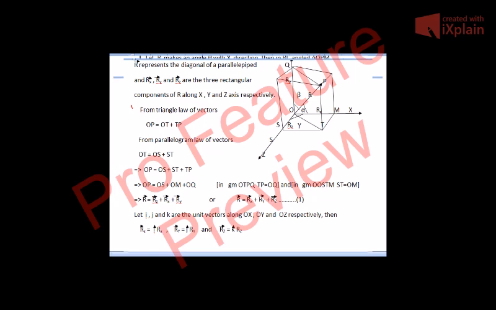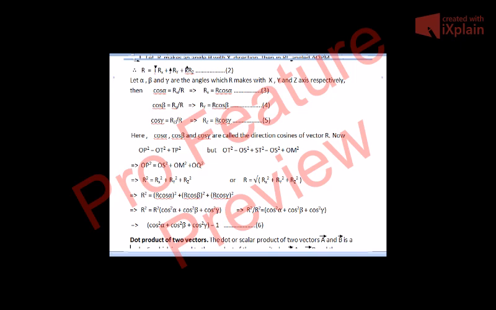And if i, j and k are the unit vectors along OX, OY and OZ respectively, then Rx will be equal to i Rx, Ry will be equal to j Ry, and Rz will be equal to k Rz. Therefore, the first equation will become R is equal to i Rx plus j Ry plus k Rz.